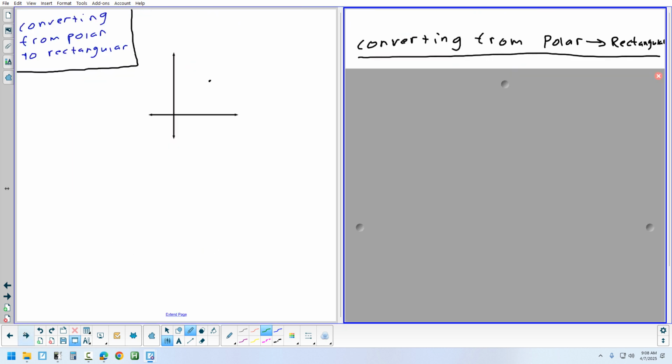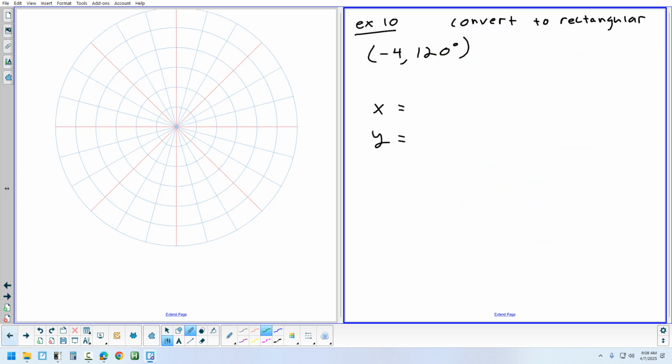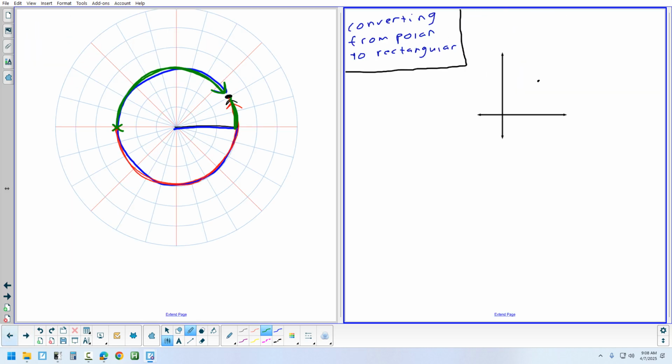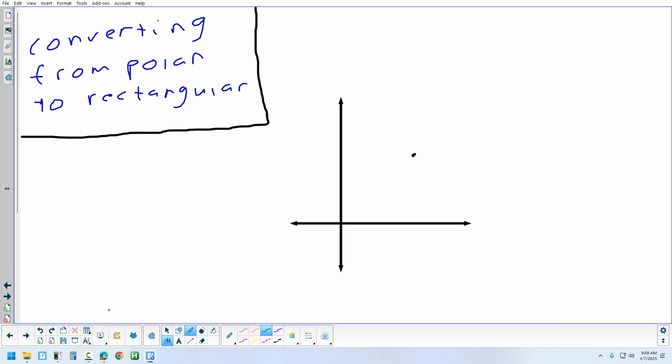All right, so the last thing we'll look at is a couple examples on converting from the system that we're using now back to what we're used to. So this is converting rectangular to polar. I'm sorry, other way around. That's polar to rectangular.